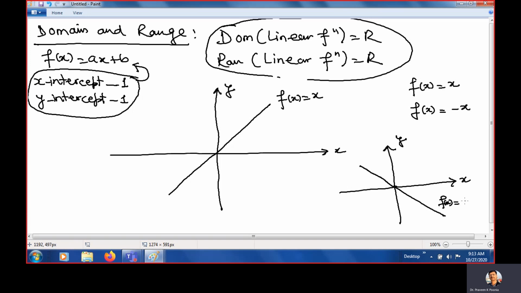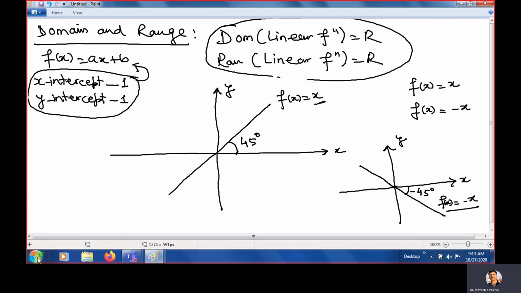minus x. If plus x is there, this line makes an angle of 45 degrees. Clear? If this is minus x, then this line makes an angle of minus 45 degrees. This is how to draw f(x) equals x and f(x) equals minus x.